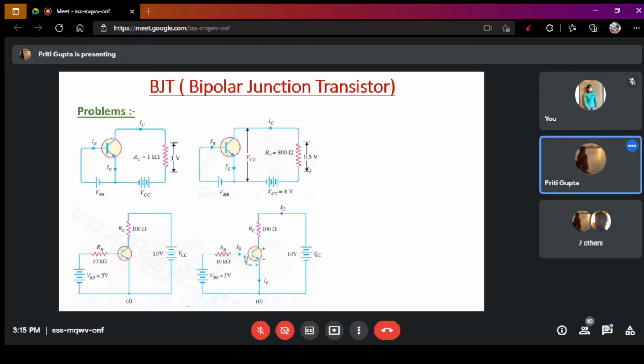See one thing. They have asked you for base current, okay? And the relationship between IC and IB includes beta, not alpha. But beta value they haven't given you. Alpha value they have given. So using alpha value, at first you have to find out the value of beta. Once you are done with beta, then you can easily find out IB.